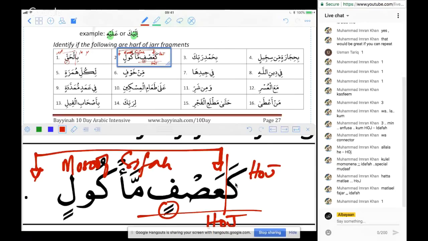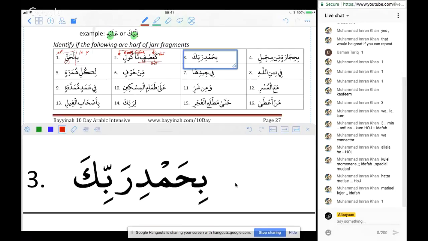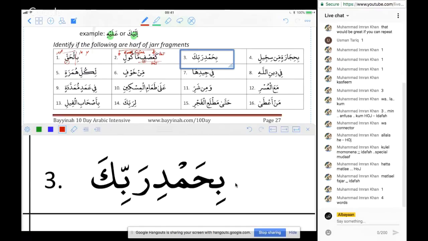Can I ask you to do number 3 yourself? Just give it a shot. What do you think number 3 is? It's an interesting one. Let's see how much you can decode it. You do this one, and inshallah we'll close the class, and then you can do the remaining at home, and we'll review them in the next class, inshallah. Four words.